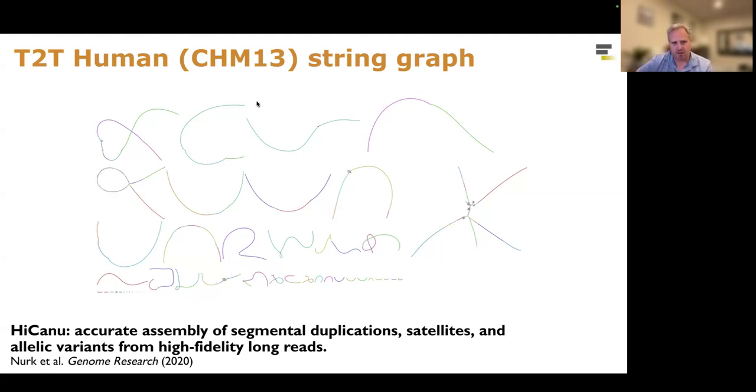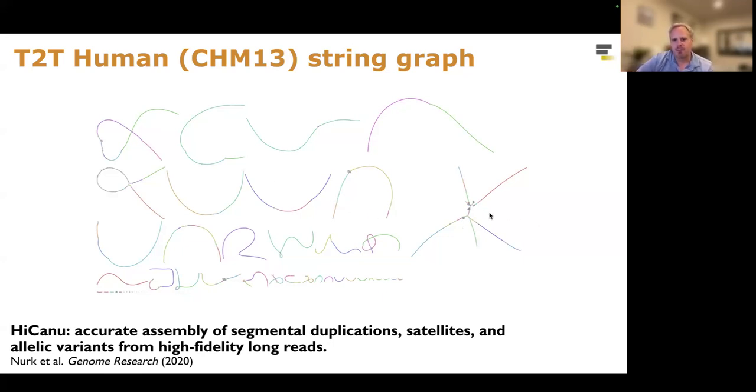Each colored piece looks like little pieces of string or little noodles here. This is using the Bandage genome assembly viewer. Each of these colored segments is colored by the chromosome that it comes from. What's exciting to me is that most of the time we're getting either complete chromosome arms or potentially even complete chromosomes assembled into one long, simple path through the graph here.